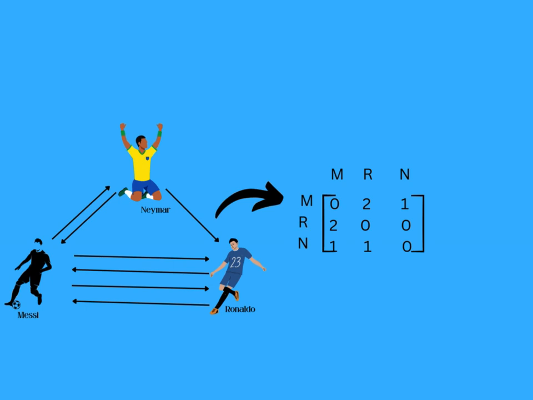So we have successfully made a matrix using this football example. This is how the matrix actually works. We create matrices from a lot of real life examples to make them visualizable and understandable for computers.